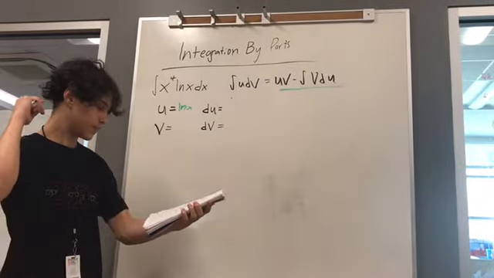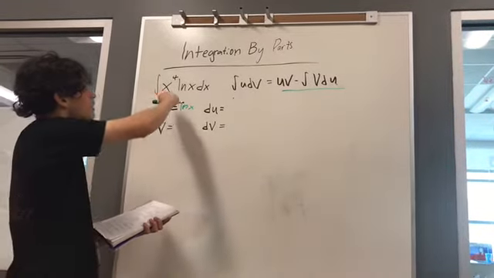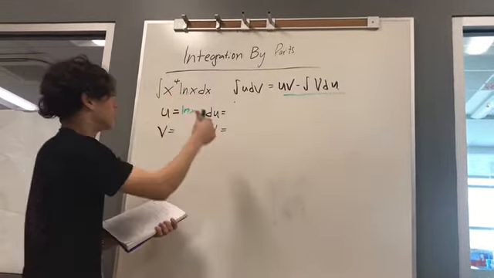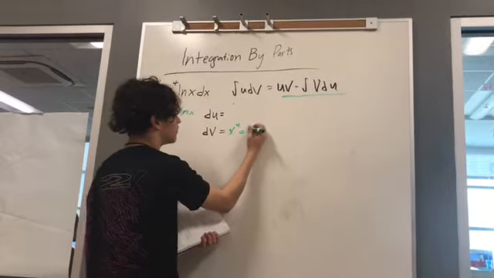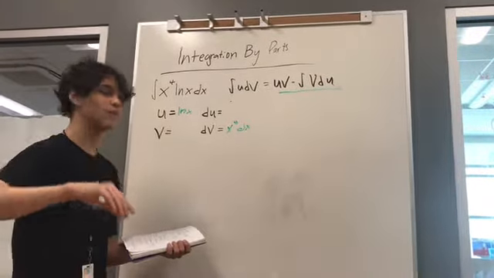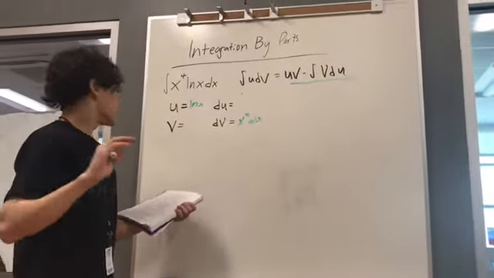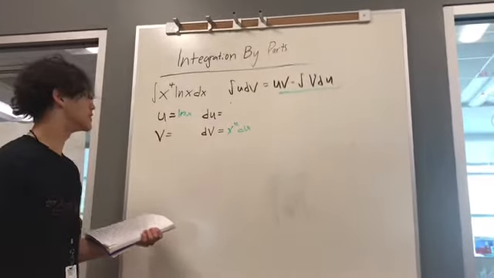So if this is the u, then the dv is going to have to be x to the power of 4. Alrighty? Are you guys with me? Okay, cool. So now let's fill out the rest of this and figure out how we're going to be approaching this problem.